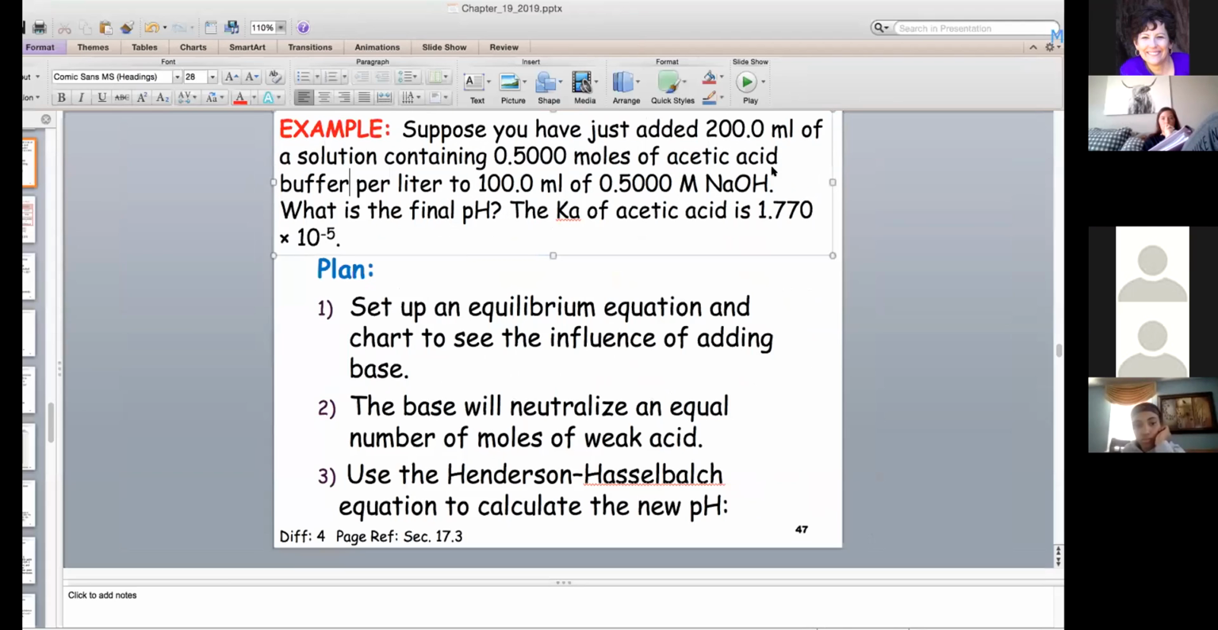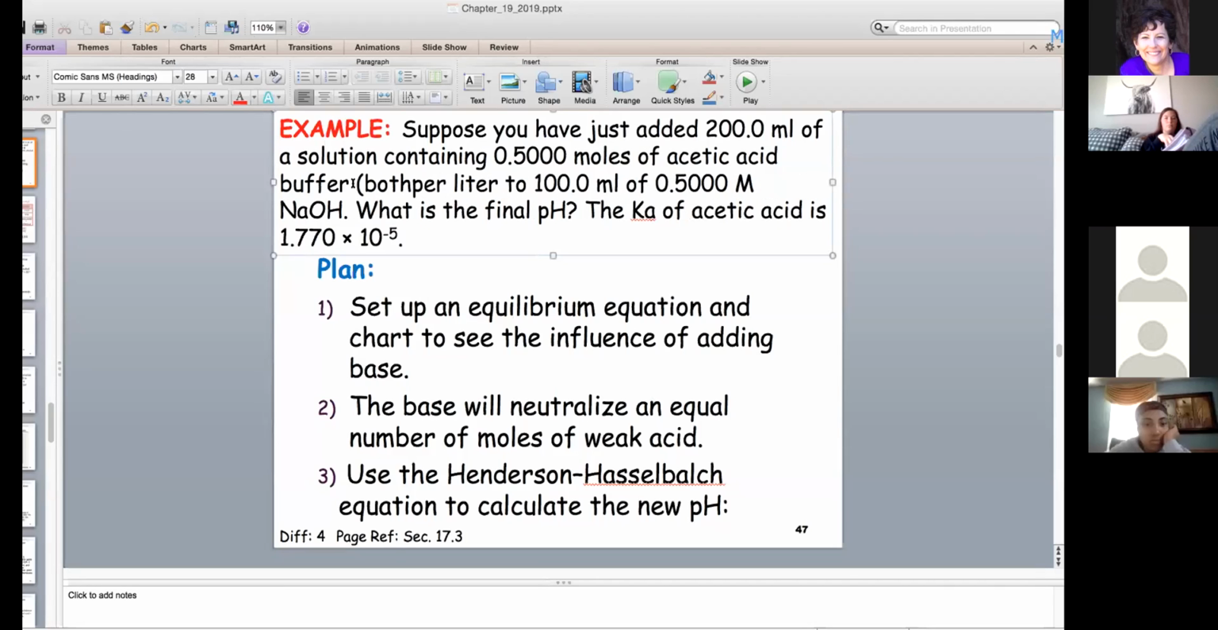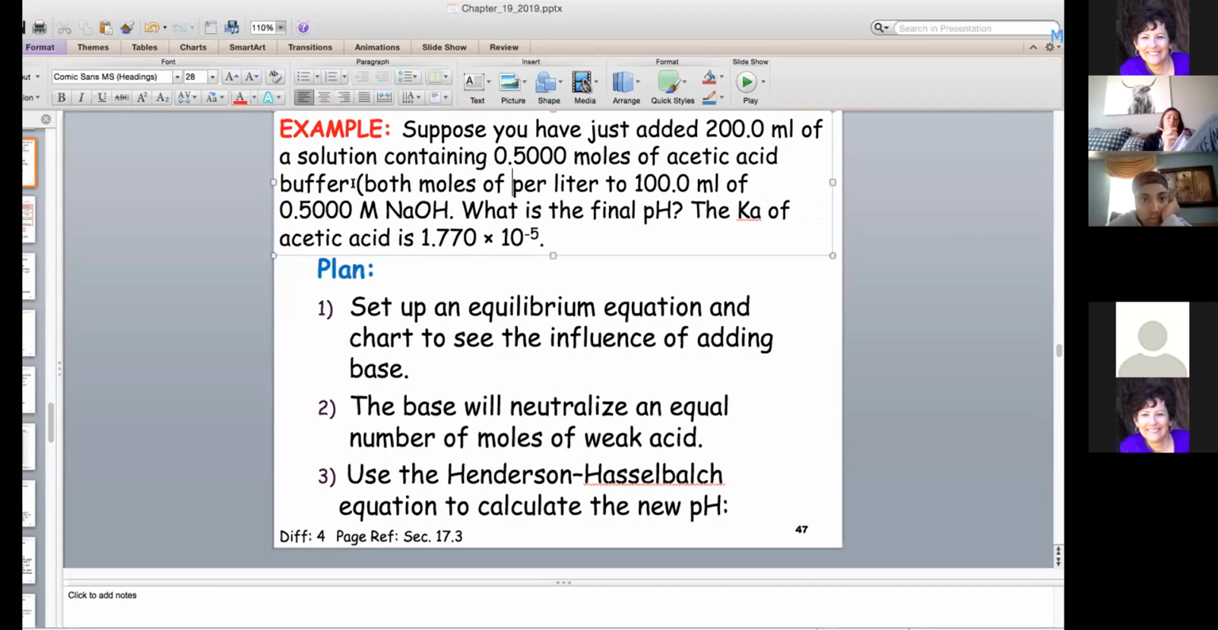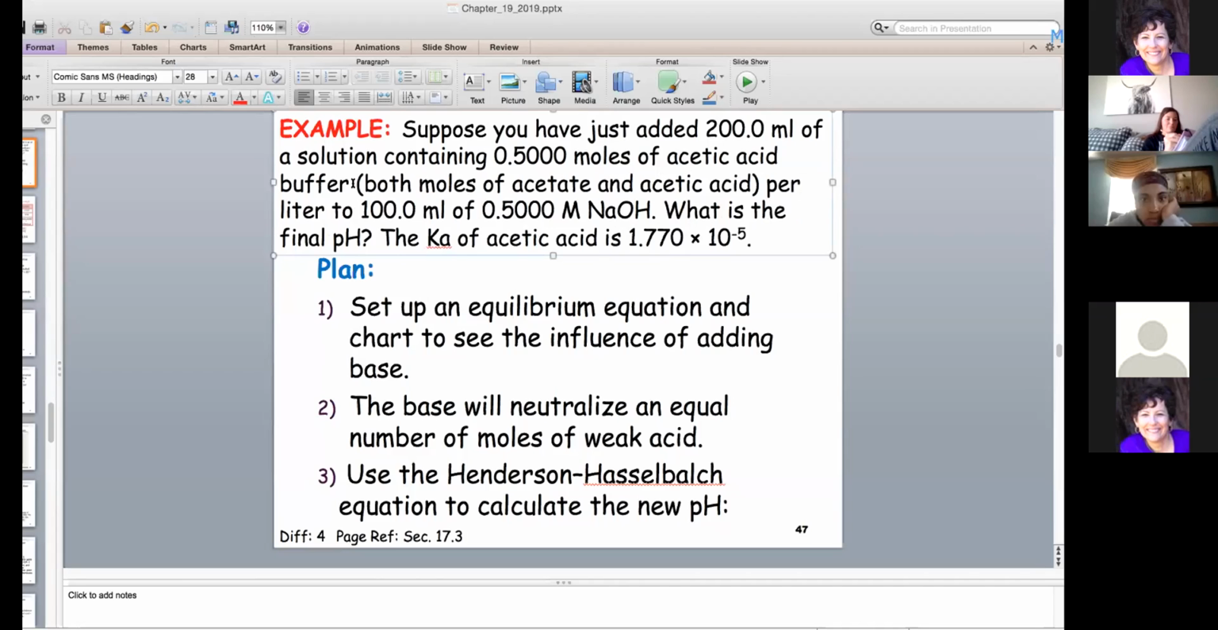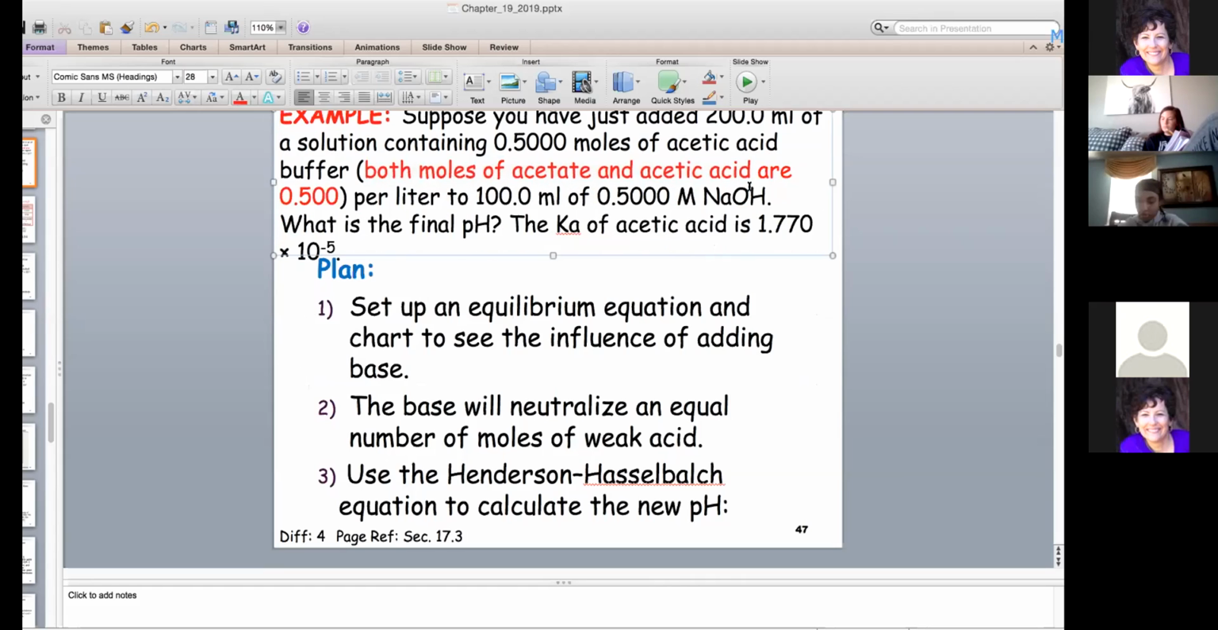So when there's an acetic acid buffer, that's going to have both. If the word buffer is in there, that means that the acetic acid and the acetate are both 0.5. Because you're right, if I just said acetic acid, then that would be a 0 on the other side, but that's not what I mean to do for this problem. So this part should mean that the moles of acetic acid and acetate ion are both 0.5. Okay, that makes sense.